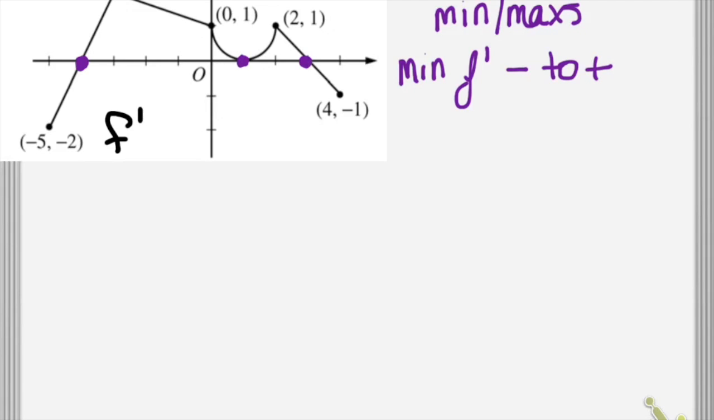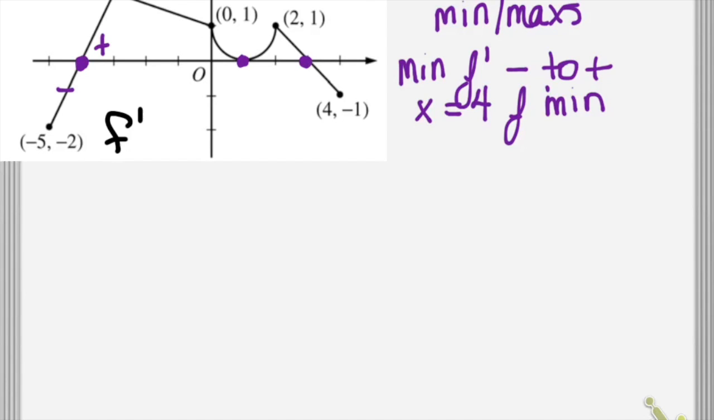I'm not writing this in full sentences, but this is more just to give you an example. So your min is where f prime goes from negative to positive. So at -4, it goes from negative to positive. So at x equals -4, f has a min. We cannot say the y-coordinate because we don't have enough information to give the y-coordinate of f.